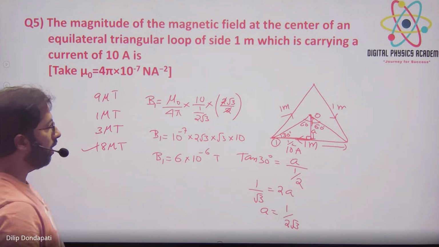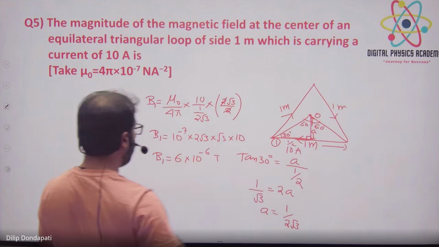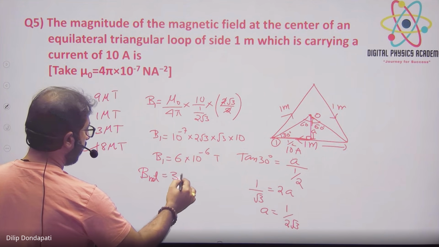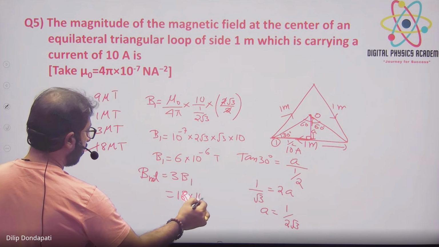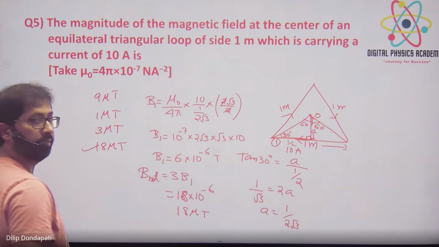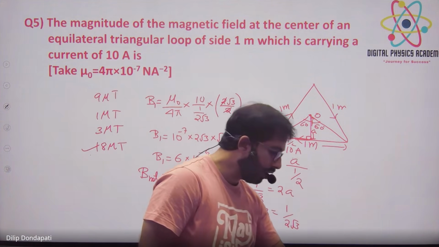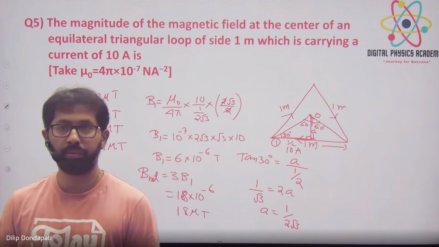Now, since the direction is the same, the net magnetic field is 3 times B1. So 18 into 10 power of minus 6, or 18 micro Tesla. Understood? Whenever a right angle triangle is there, you have to understand that you will use trigonometry. Maths will be helpful in every step.